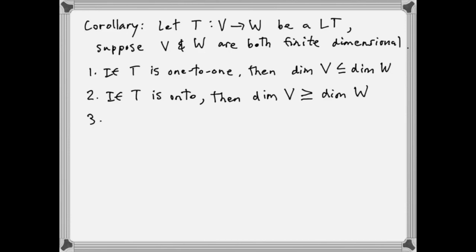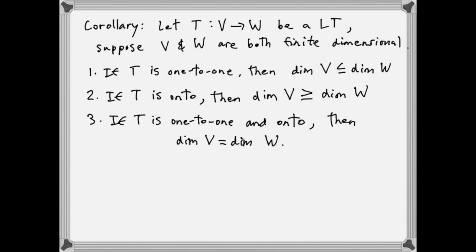Finally, the last one: if T is one-to-one and onto, then the dimension of V is equal to the dimension of W. Okay. So let me try to give you guys a little bit of justification of why this is true.